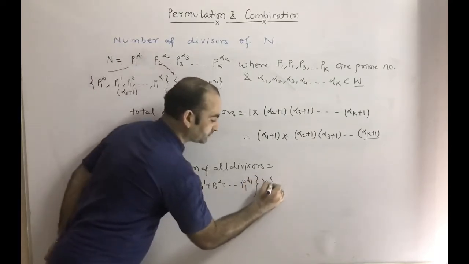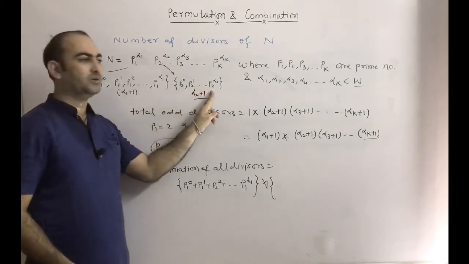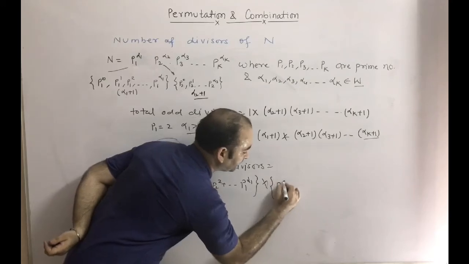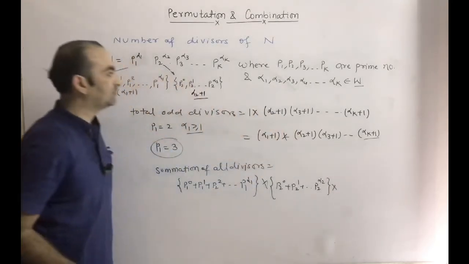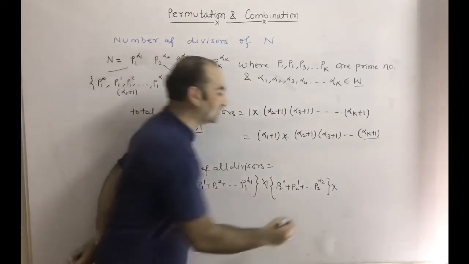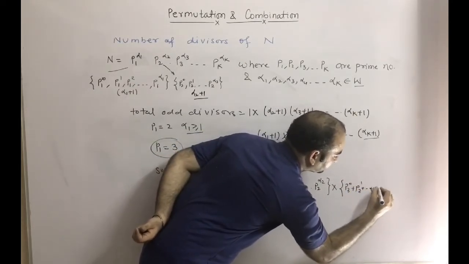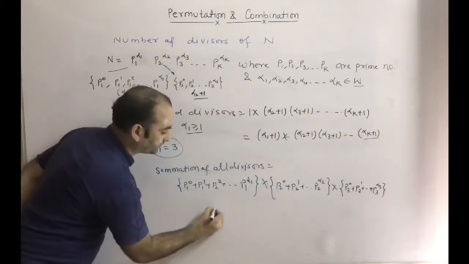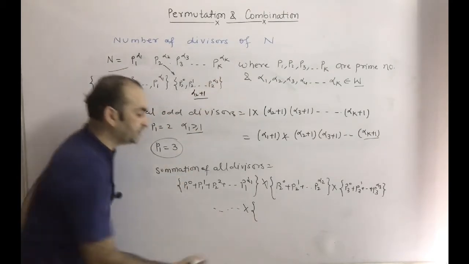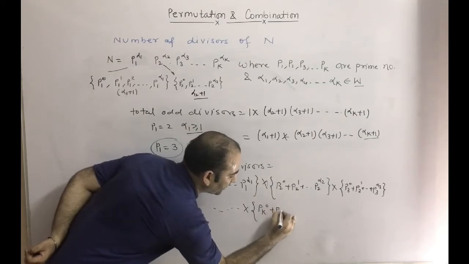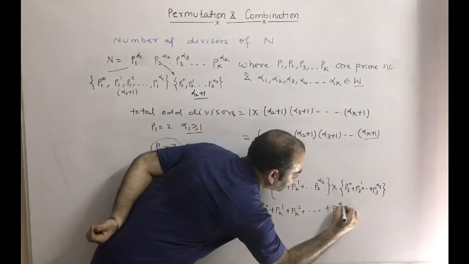This we have to multiply with the summation of all the possibilities of P2. All the possibilities of P2 are P2 power 0, P2 power 1, and so on, up to P2 power alpha 2. So we multiply P2 power 0 plus P2 power 1 plus and so on, up to P2 power alpha 2. Similarly, we multiply all the possibilities of P3: P3 power 0 plus P3 power 1 plus and so on, up to P3 power alpha 3. And so on. Last, we multiply the summation of all the possibilities of Pk: Pk power 0 plus Pk power 1 plus Pk power 2 plus and so on, up to Pk power alpha k.